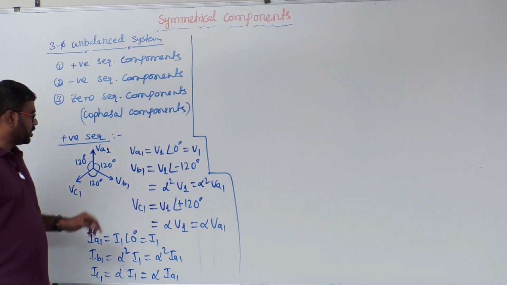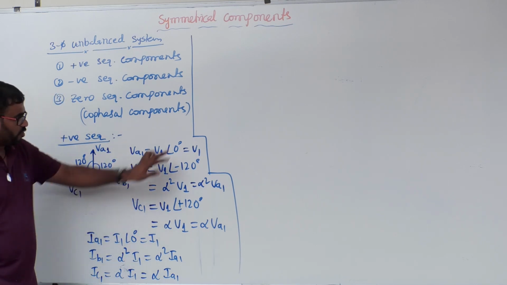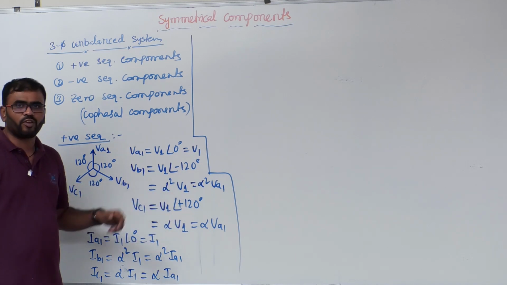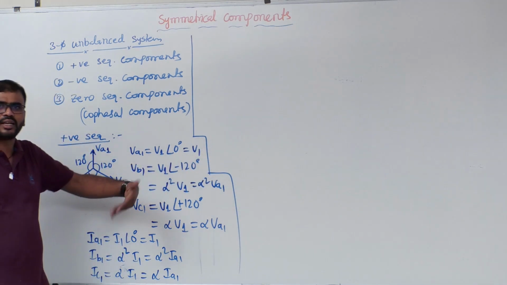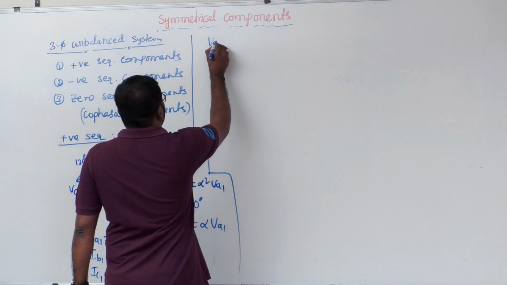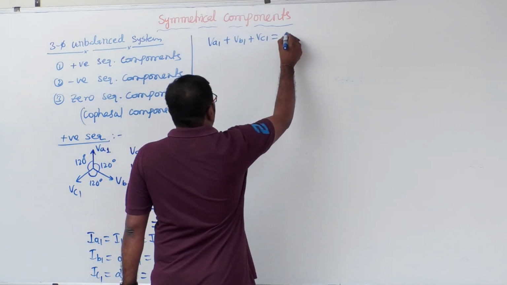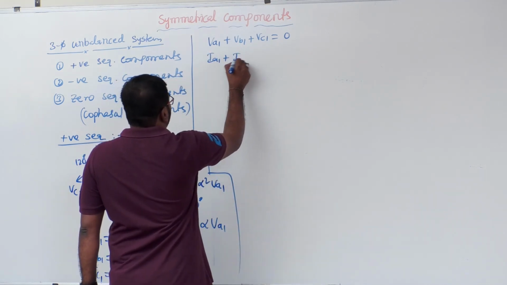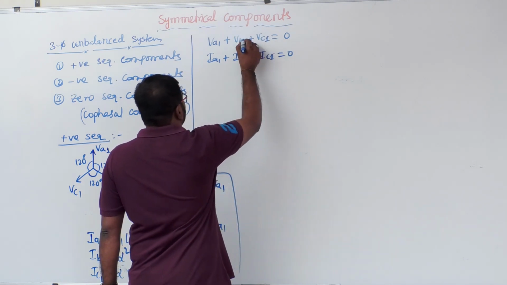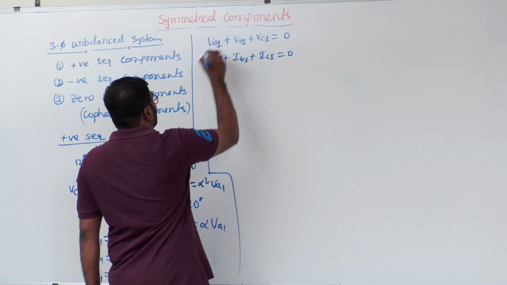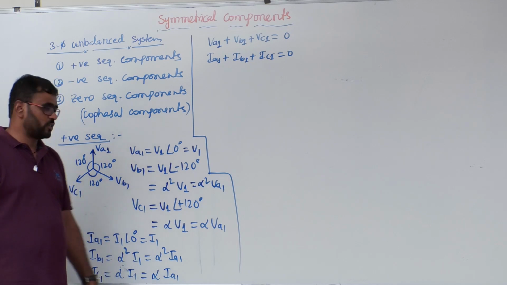But one more relation, sir. If you add A1, B1, C1, that means VA1 plus VB1 plus VC1, what I get? V1 plus alpha square V1 plus alpha V1. If I take V1 common, what I get? 0. Correct or not? 1 plus alpha square plus alpha, that is equal to 0. So what I can write here is VA1 plus VB1 plus VC1 is equal to 0. Similarly, IA1 plus IB1 plus IC1 is equal to 0. So don't confuse, these relations are very, very important. We are going to use these relations everywhere throughout our fault analysis. That's why be careful, sir.